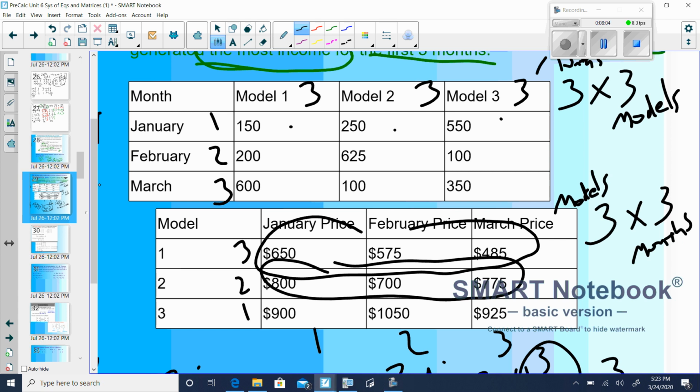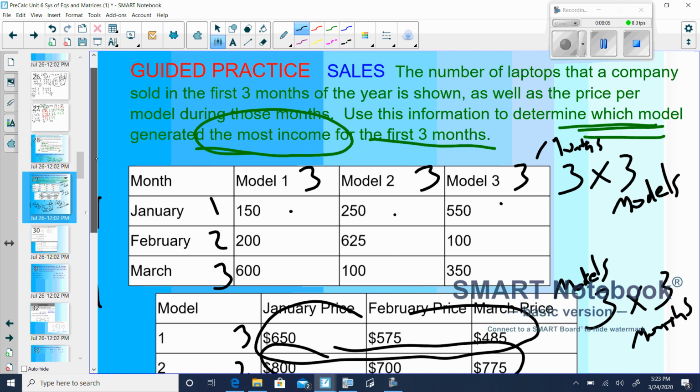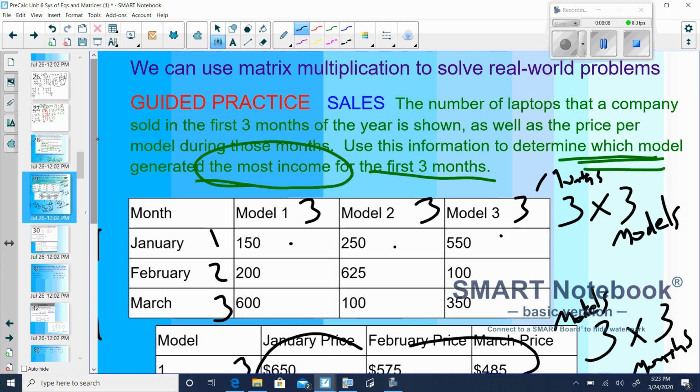So what you have to do is come back up here and think about, if I'm looking at which model generated the most income for the first 3 months, then I've got to figure out which one of those matrices, the AB or the BA, represents this information. And that's represented by BA, and BA tells us that Model 3 is the model that generated the most income for the first 3 months.